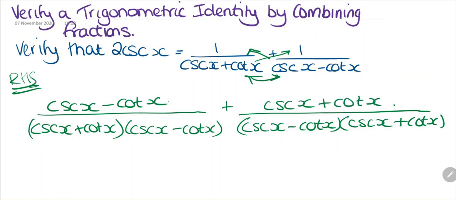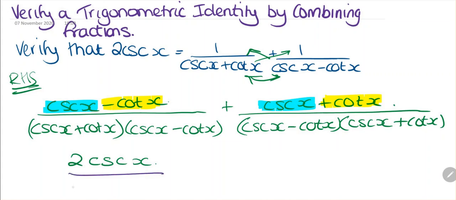So now I'm going to look at my terms. So I have a cosecant of x and a cosecant of x, so these will add together, so I'll have 2 cosecant of x, and then I have minus and a positive, so that just eliminates. Our denominators are the same, so I can just rewrite this over one denominator, so that's cosecant of x plus cotangent of x, and cosecant of x minus cotangent of x.